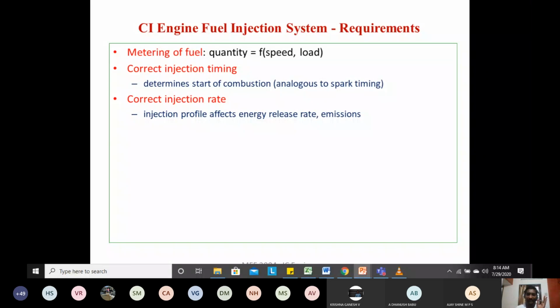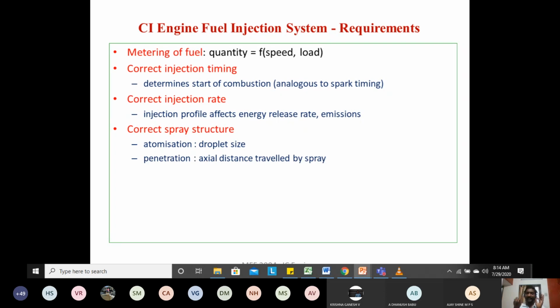The spray pattern of fuel injection is very, very important, because based on that the rate of energy release and the emissions from the engine are determined. It depends upon the fuel spray pattern. It also depends upon the size of the droplet, because we want proper atomization. The smaller the size, the finer the fuel being injected, and the better the atomization. So it depends upon the droplet size and the penetration depth, to what extent in the axial direction the fuel spray is going to travel, that is, the penetration of the fuel when it is injected.